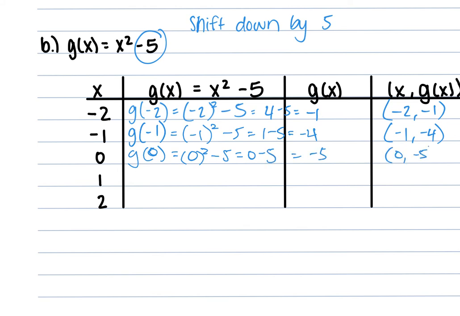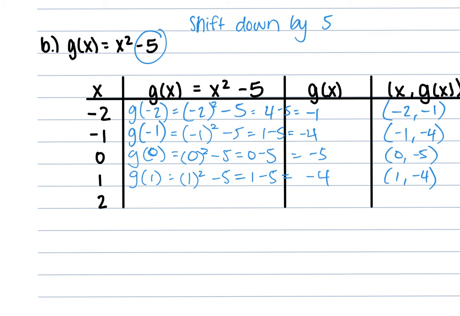Zero, negative 5. Ronnie, can you do the next one for me? G of 1 equals 1 to the second power. And then you do 1 minus 5, and you get negative 4. Perfect. Arian, can you do the last one, please?